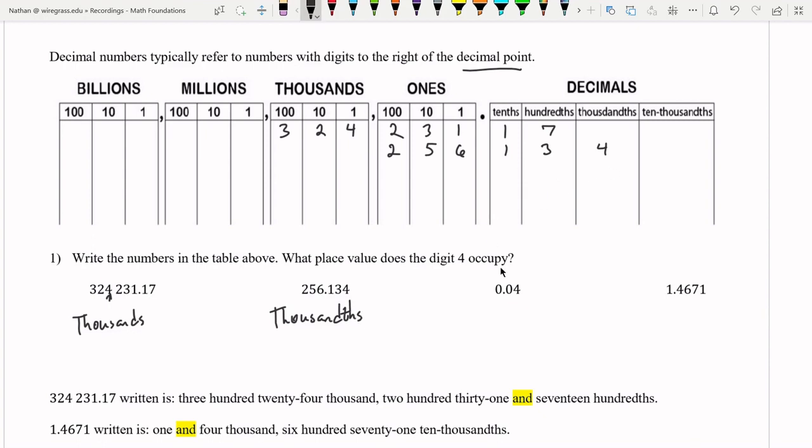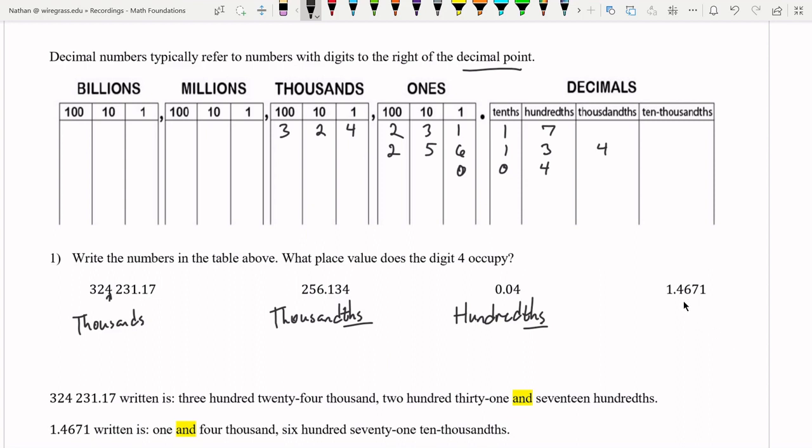All right, for the next one, we have 0.04. The decimal point still goes in the decimal point slot. So you can see that the 4 in this case is taking up the hundredths slot. Again, the THS designates that it's smaller than 1, a part of a whole.